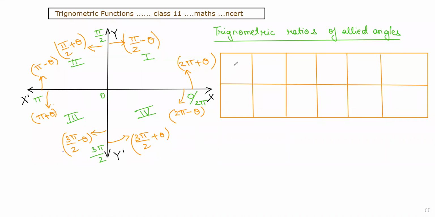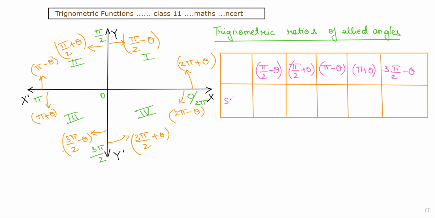Let's consider the first value, pi by 2 minus theta. Let's start from here. Pi by 2 minus theta. Pi by 2 plus theta. Pi minus theta. Pi plus theta. 3 pi by 2 minus theta.